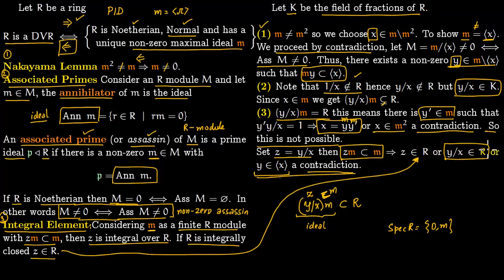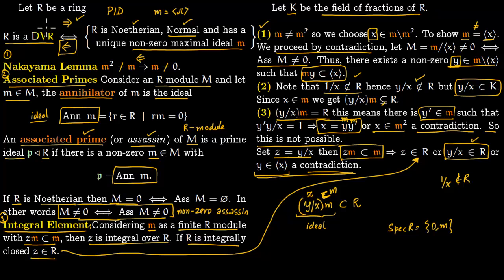Now you already have the contradiction. Here we said y by x is not in R. Here we are saying y by x is in R. But bring it here. So if y by x is in R, 1 by x is already not in R. So the only way this can be in R is if y lies within the ideal x, and that is a contradiction. So thus we have been able to show that if R is Noetherian, normal, and has a unique non-zero maximal ideal M, then it is a DVR.